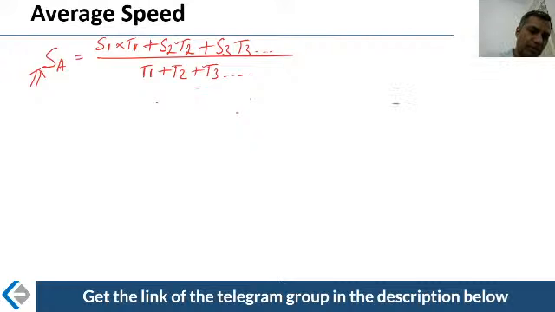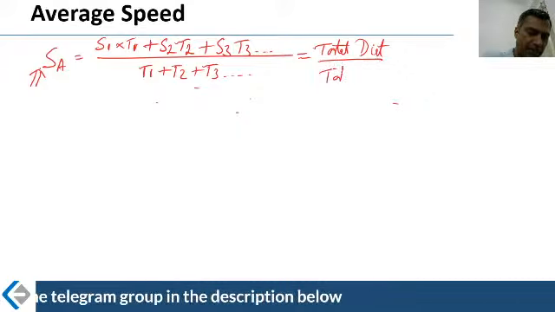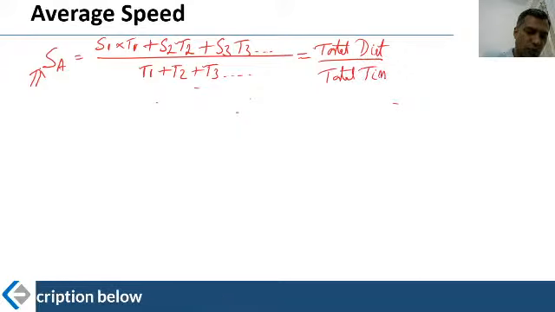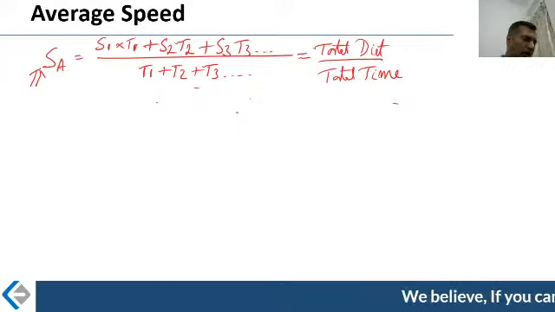Some people also remember something like this. They will also say that, hey, this is total distance traveled by total time taken. Total distance traveled by total time taken. Some people do it like this.